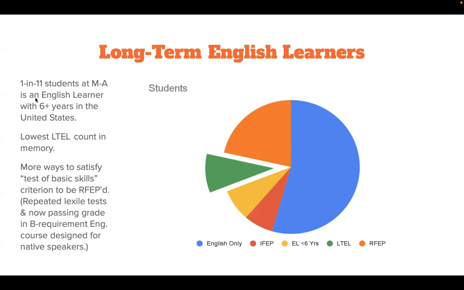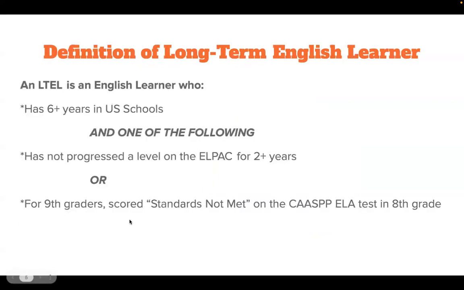But it's almost 10%. 1 in 11 students at MA is an English learner with 6+ years in the United States. Overall, the 190 some kids in this category are the lowest number we've seen in my memory, at least. So it's a little bit down, but still important for us to concentrate on. I'll talk about this part here a little bit more later on.